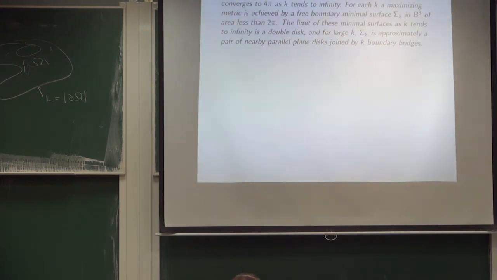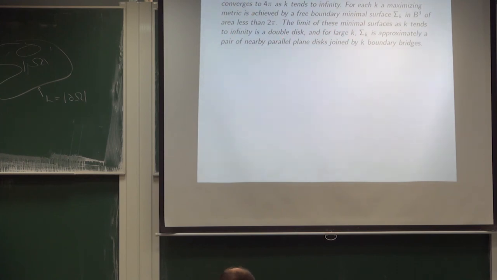And then for higher k, the statement is that this number is strictly increasing in k, and it converges to 4 pi as k tends to infinity. And for each k, there's a maximizing metric. It's achieved by a free boundary minimal surface in B3. So they all sit in B3. And the area is strictly less than 2 pi, less than twice a disk. And the limit of those minimal surfaces is a double disk.